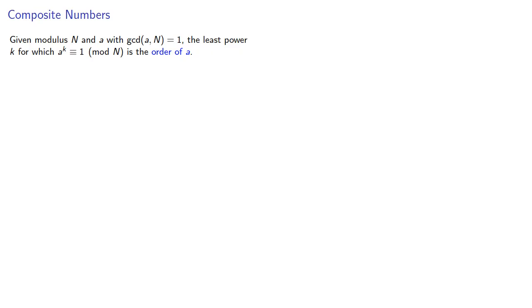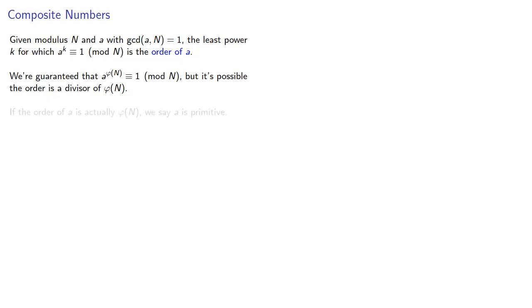Given a modulus n and a with the greatest common divisor of a and n equal to 1, the least power k for which a to the power k is congruent to 1 mod n is the order of a. We're guaranteed that a to the phi of n is always congruent to 1, but it's possible that the order is a divisor of phi of n. If the order is actually phi of n, we say that a is primitive.